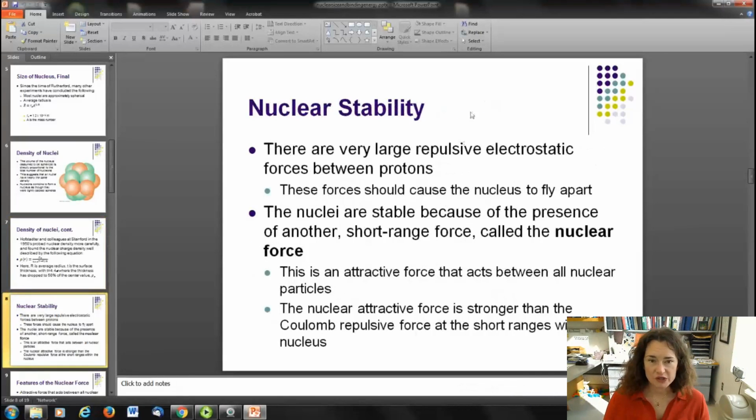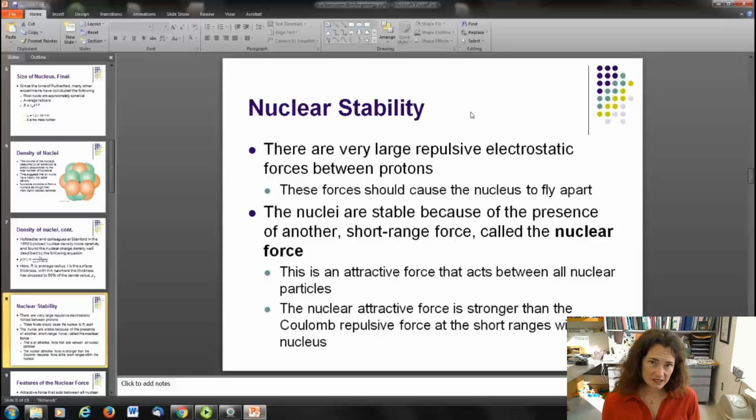So for a nucleus, of course, due to the Coulomb potential, F is equal to K Q1 Q2 over r squared is the force, there are very, very large repulsive electrostatic forces between those protons. They're super close together, on the order of a femtometer in distance from one another. And the Coulomb force is a very, very strong force, okay? So these forces, because of their close proximities and large charges located super close together, should cause that nucleus to just fly apart.